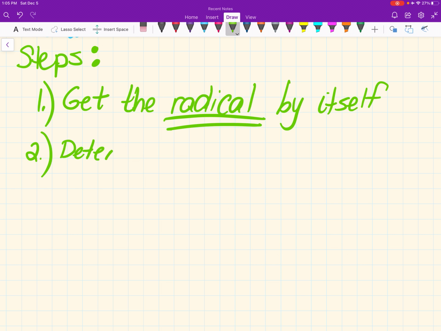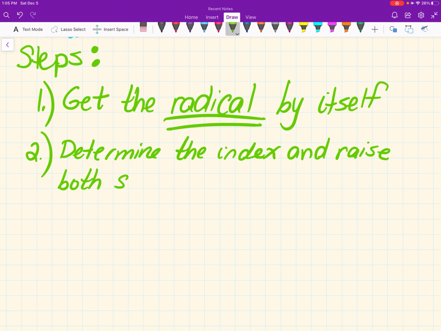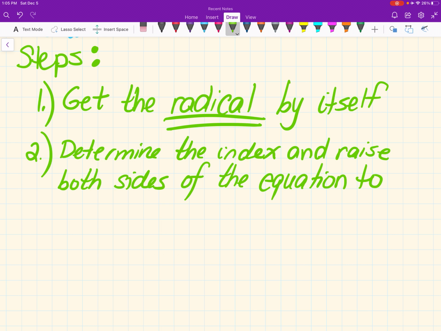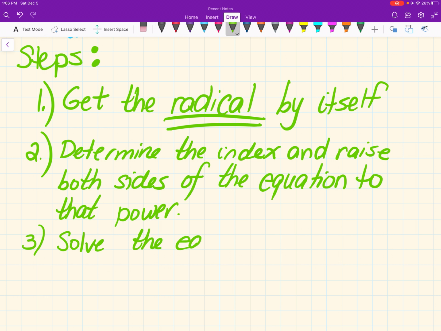Okay, then you have to determine the index. So look at the index, the little number on the radical, and raise both sides of the equation to that power. Now you're just going to solve using the rules of algebra. And then the last step is important.